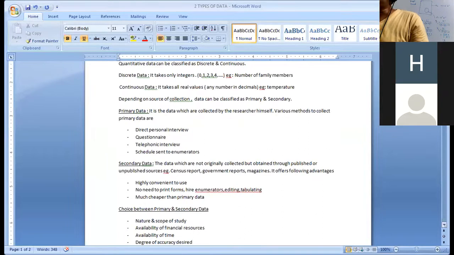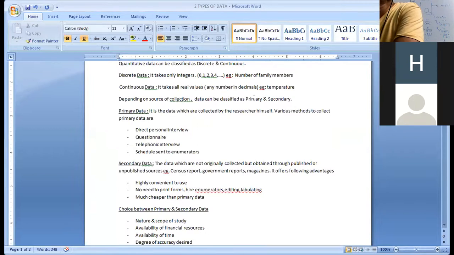We were here only, no? Your primary data. First, okay. Now, for discrete and continuous, we have seen discrete. It takes only integers, and continuous, it takes all real values. So any number in decimal such as temperature and all.